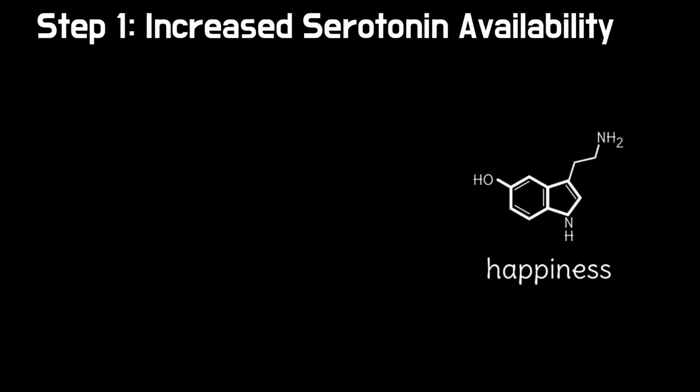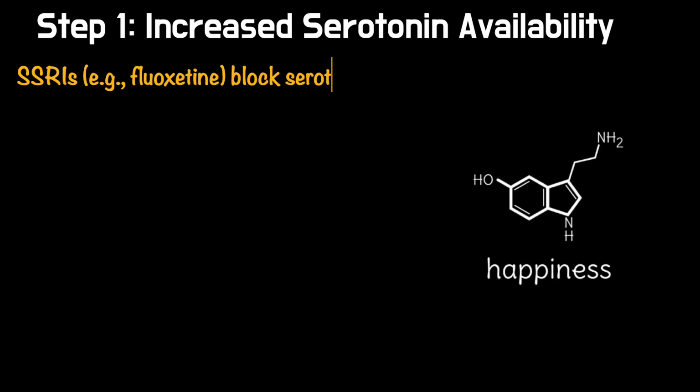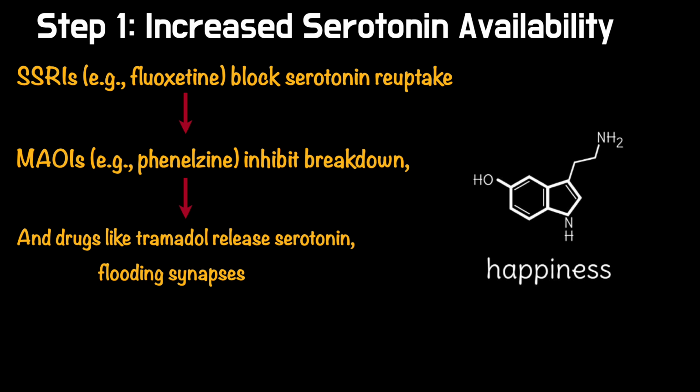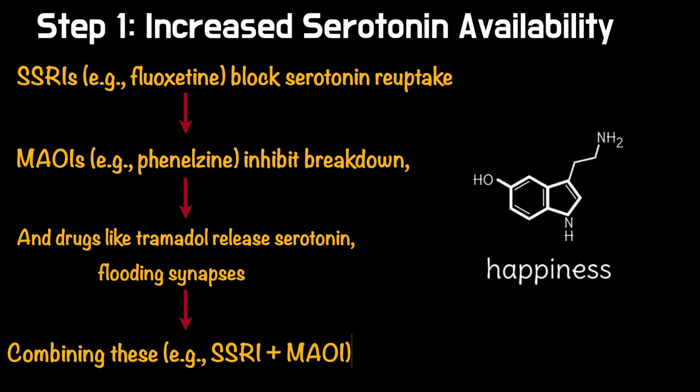So how is serotonin availability increased? I have talked about it earlier. First of all, SSRIs like fluoxetine block serotonin reuptake, and then MAO inhibitors, like phenelzine, inhibit breakdown of serotonin, and then again drugs like tramadol release serotonin, flooding synapses, right? And combining these all, it amplifies the effect of serotonin. That is what serotonin syndrome is.